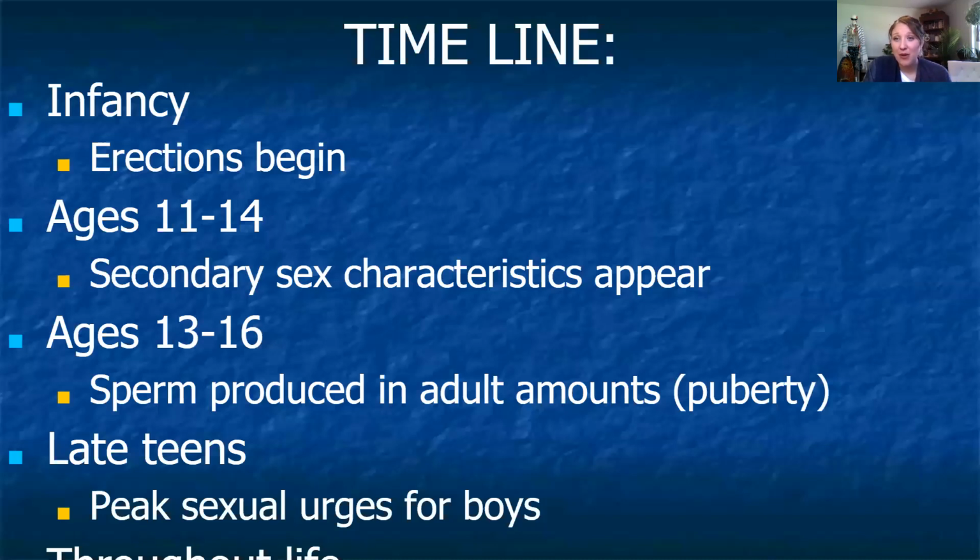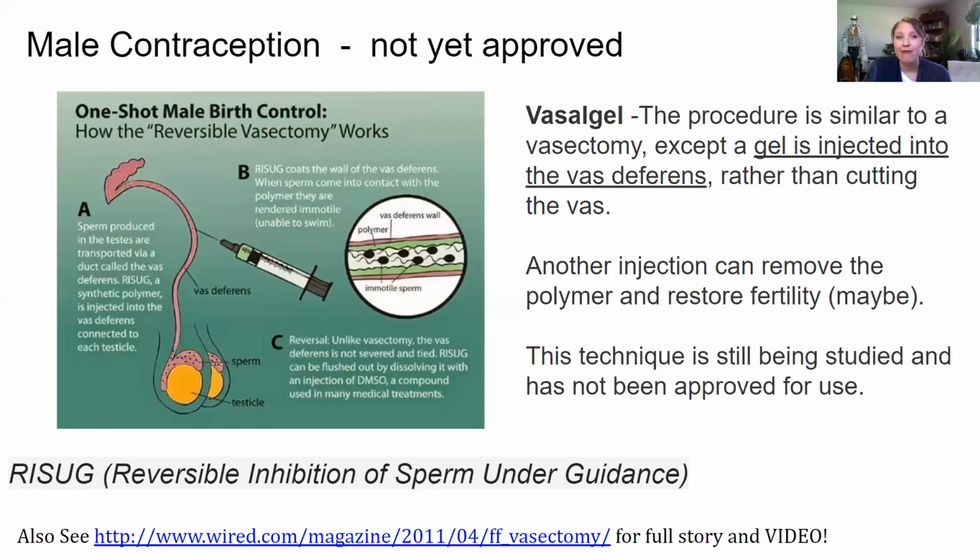Basically, males can develop erections at infancy, and between the ages of 11 and 14, that's when the secondary sex characteristics appear and when the beginning of sperm production starts. Technically, in their late teens is the peak of sexual urges, and they remain throughout life.